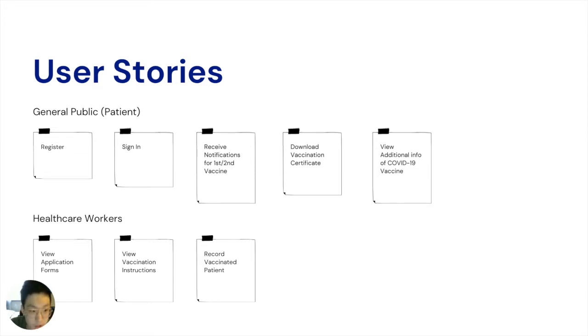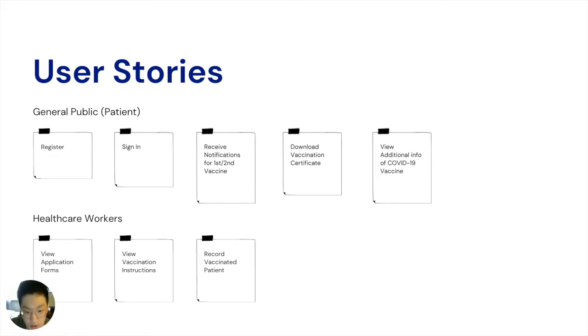So for the patient, we got 5 user stories. They are register, sign in, receive notification for first and second vaccine, download the vaccination certificate, with additional information of the COVID-19 vaccine. And for the healthcare workers, we got read application form, read vaccination instructions, record vaccinated patient. So that is what our group did in user stories.